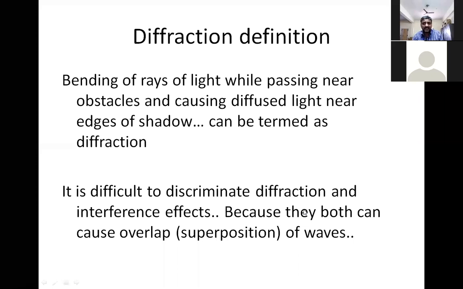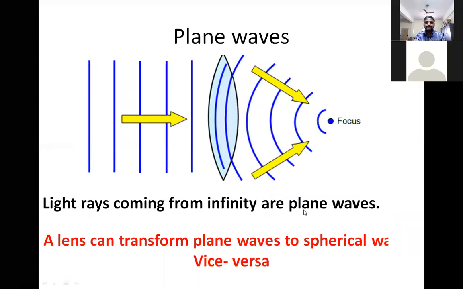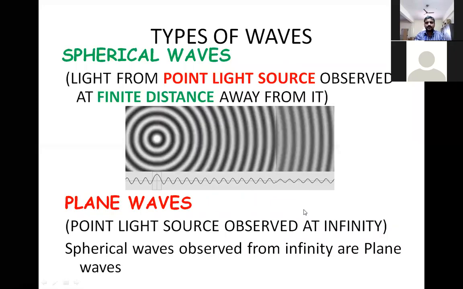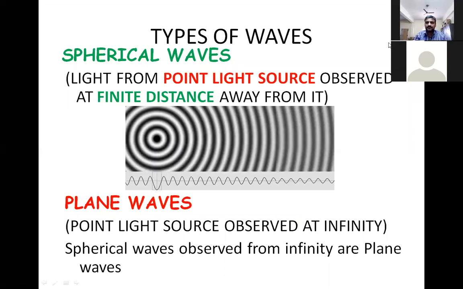Both are basically superposition of waves. Okay, let me not confuse you in the beginning itself. Please try to understand the definition that bending of light rays while passing near the obstacles can be termed as diffraction. Now, let me come back to other ones. First of all, before you study this, you must know one thing. What is a wave?